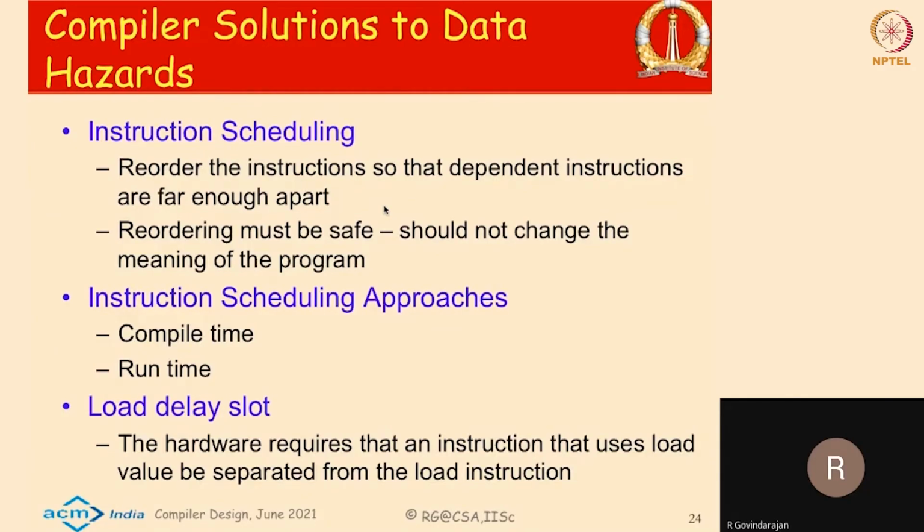And when you do that, you have to make sure that the dependencies are satisfied. So this is essentially what we call instruction scheduling: reordering the instructions so that dependent instructions are far away from the producer instructions. But the reordering must be safe. That means that you should make sure that the semantics is still observed, right? That is, no dependence is violated.